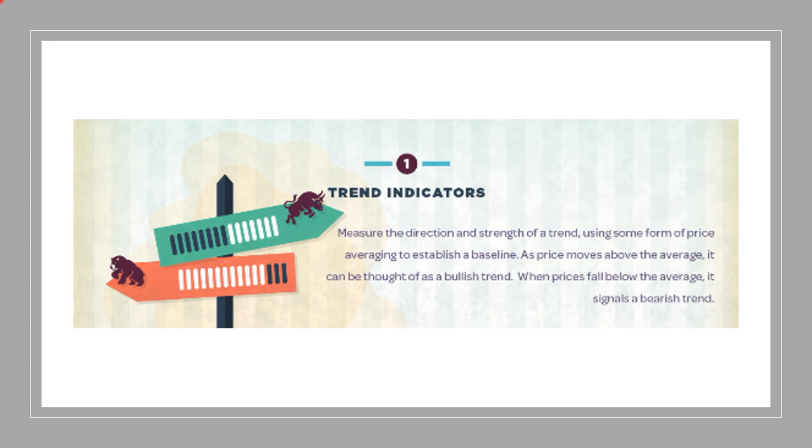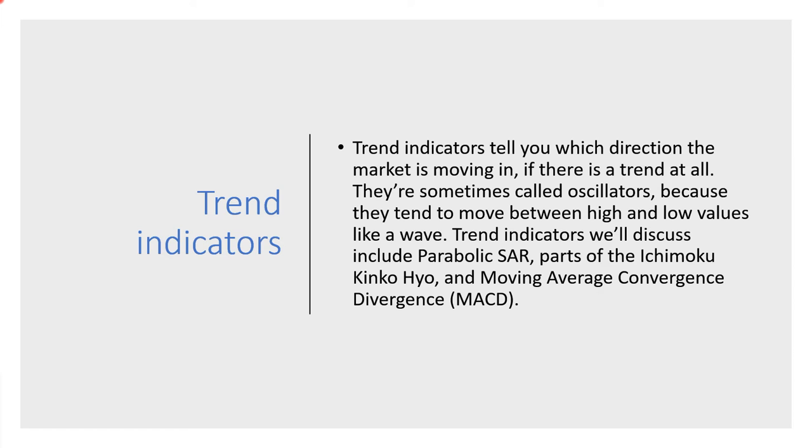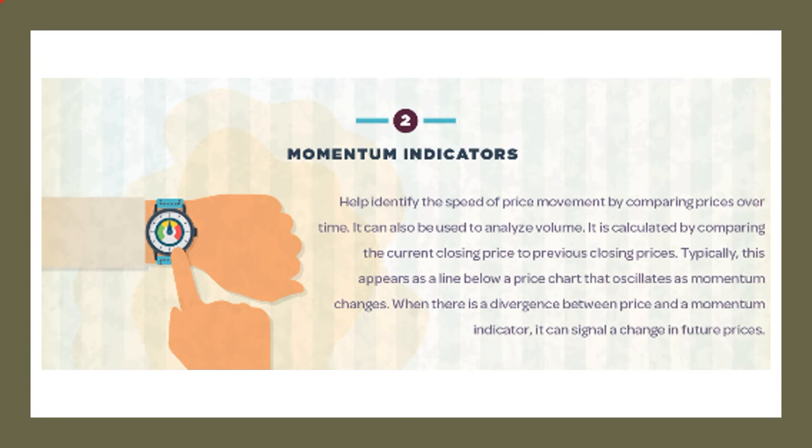Now, I mentioned price. Do you know, no matter what you're looking at in the markets, you only have 5 pieces of information that make up your backbone. You have the open, the high, the low, and the close, and volume. There is nothing else. So every indicator uses the same numeric values. So trend indicators tell you which direction the market is moving in, and if there's a trend at all. They're sometimes called oscillators. Then we have momentum indicators. Momentum indicators help identify the speed of the price movement by comparing prices over time. Well, wouldn't you want to know how fast or slow that price is moving up?